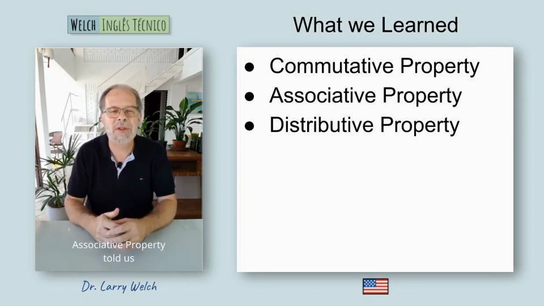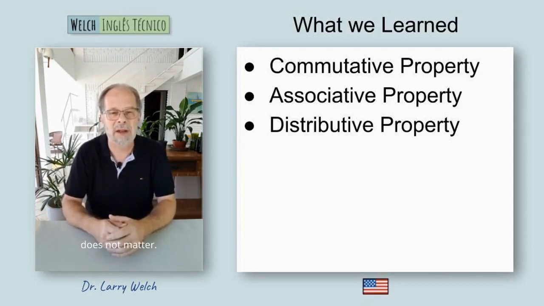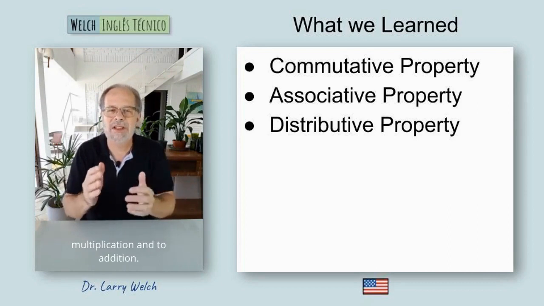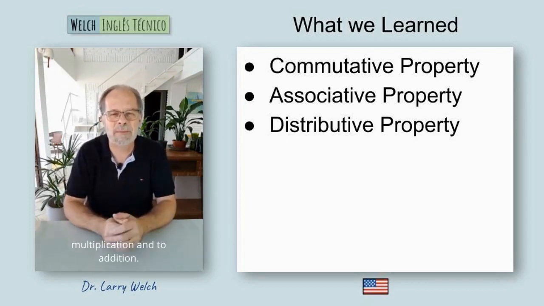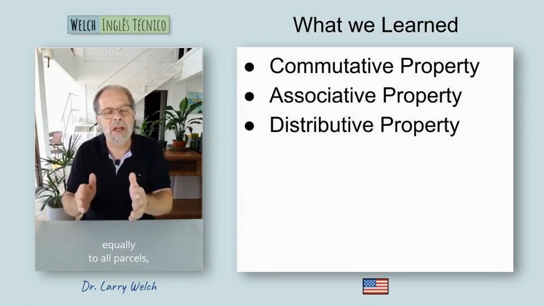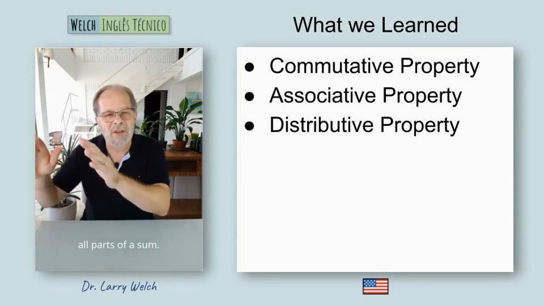Associative property told us that the groupings of operands does not matter. Those two apply to multiplication and to addition. And then the distributive property of multiplication told us that the effect of multiplication can be distributed or is distributed equally to all parcels, all parts of a sum.